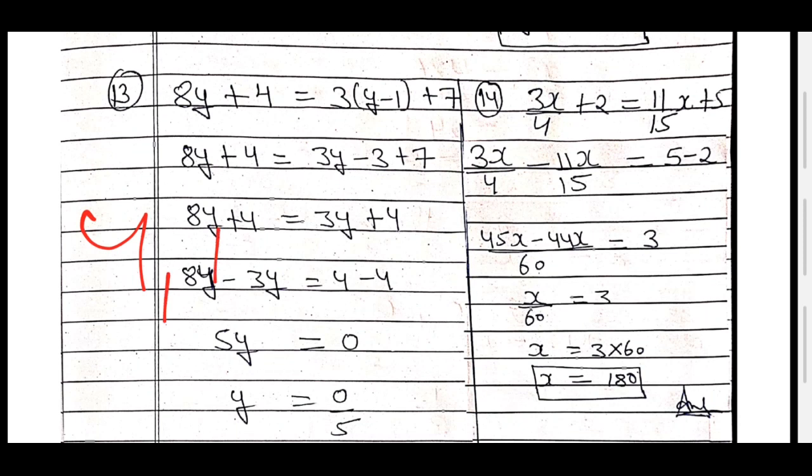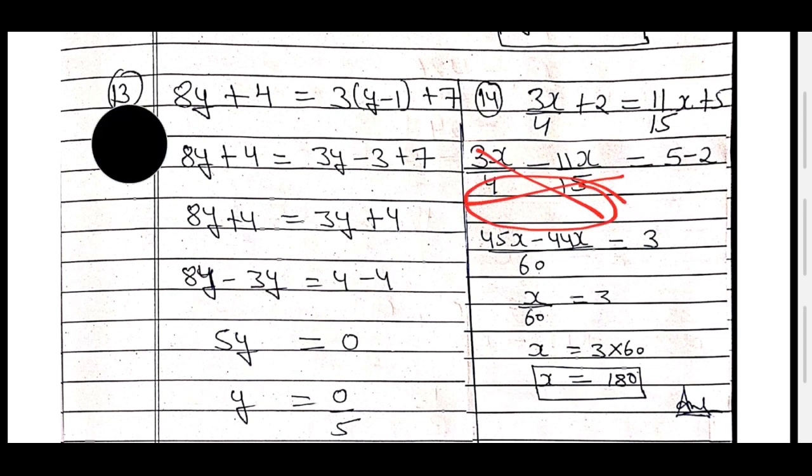LCM of 4 and 15 is what? 60. Just write 60 here, or by a short trick you can also do, just multiply this by this. 15 times 3 is 45x, 4 times 11 is 44x. Now 15 times 4 is 60. By shortcut you can also cross multiply this and then both denominators.